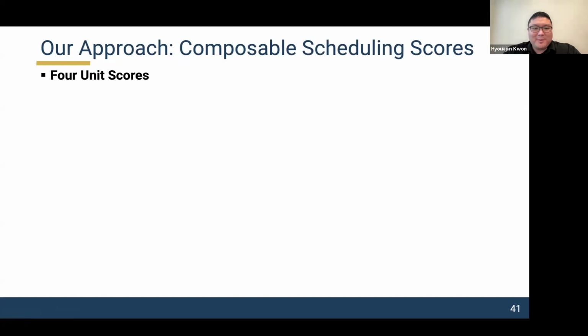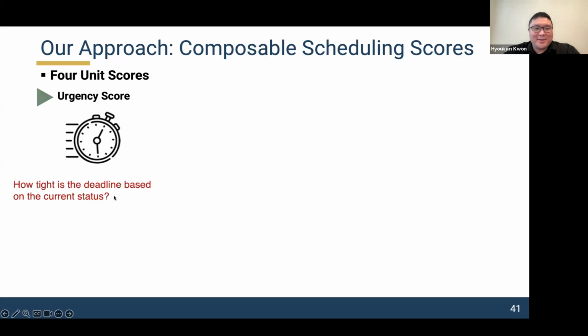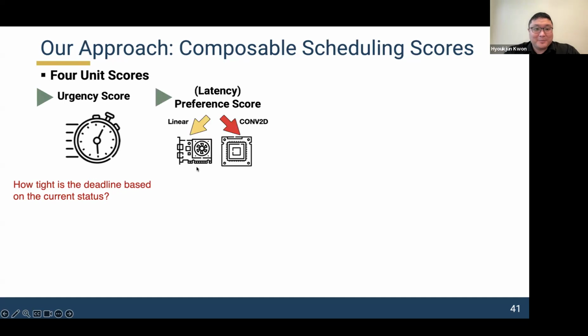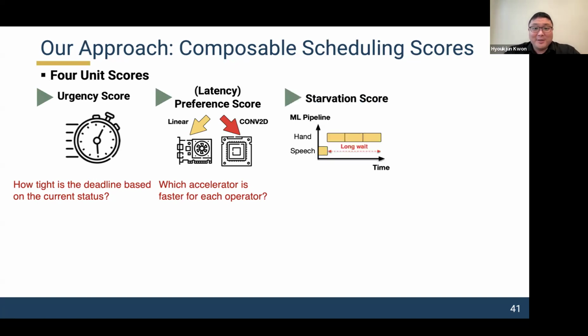So our approach is pretty much similar to the XRBench scoring metric. So we define 4 unit scores for 4 important aspects. So first score is urgency. So how tight is the deadline based on the current status? And preference score, which accelerator is faster for each operator? For example, one layer could be faster on GPU or faster on NPU. Then if it's faster on NPU, then you may run on NPU, not on GPU. So this is a very high level description of this idea.